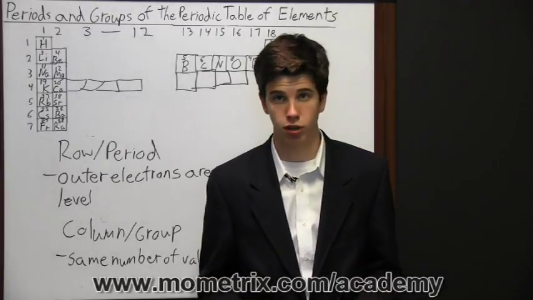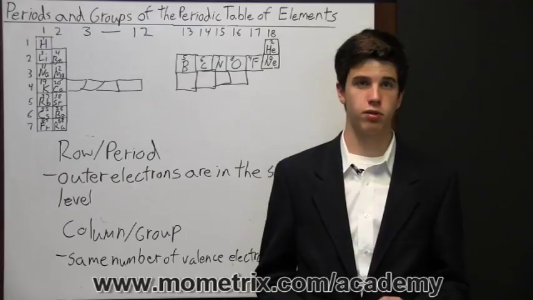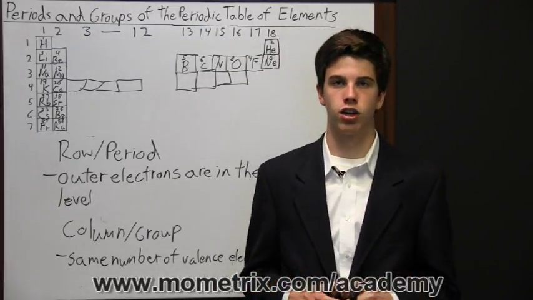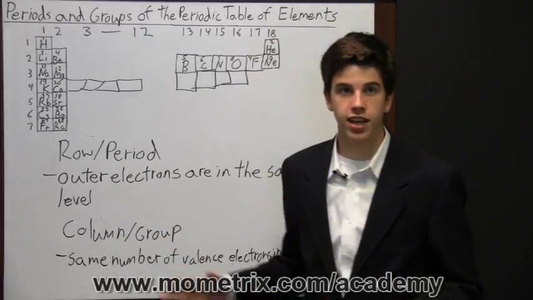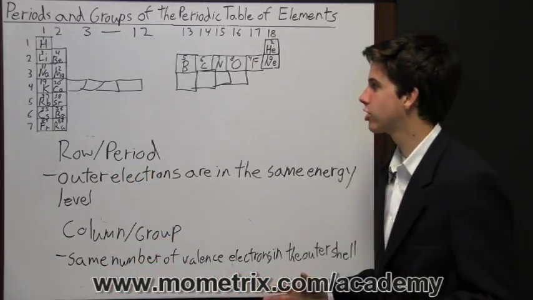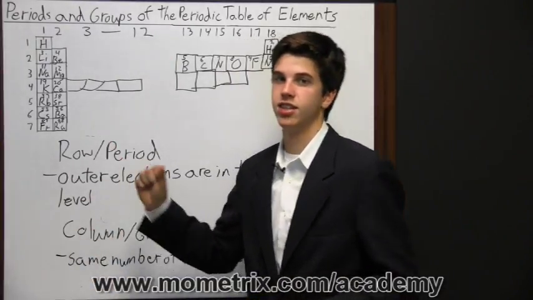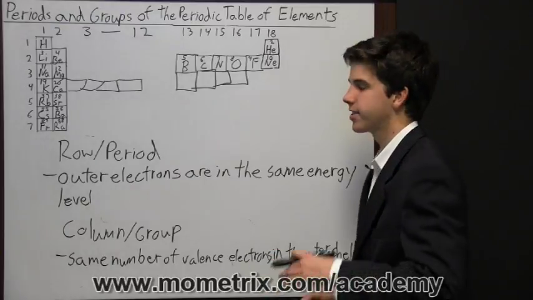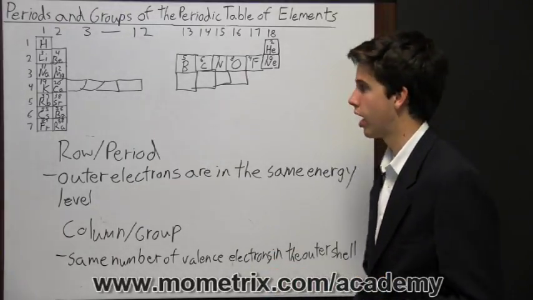Elements within the same group or column have similar chemical properties as well, which are governed by the interactions of their valence electrons. That's why they have the same chemical properties, because what determines the chemical properties? The valence electrons. And all of the elements in the same column or group are going to have the same number of valence electrons, so that gives them the same chemical properties.